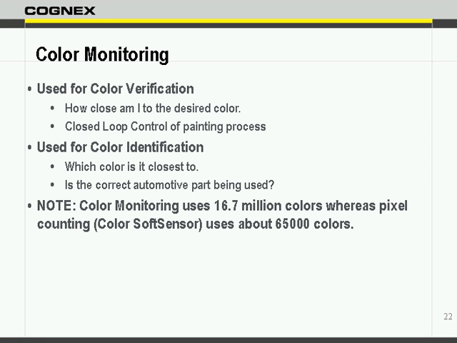So if we have an identification application where we have very similar colors, it might be better to use color monitoring than pixel counting, but again, it would have to be a case of a solid color and a very well-lit part, with lighting that's very consistent throughout the image and from image to image as well. So if those requirements are met, then we can use color monitoring for very precise color identification.